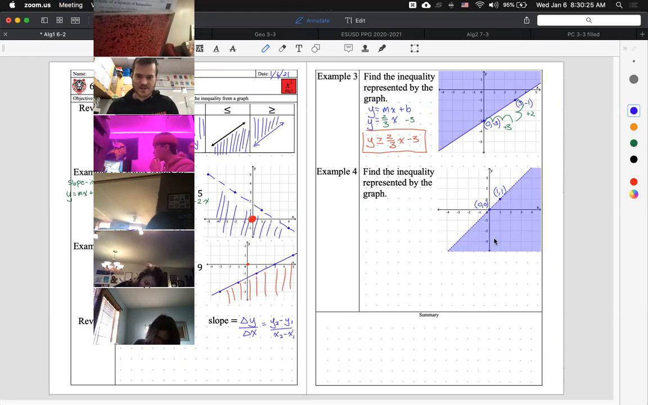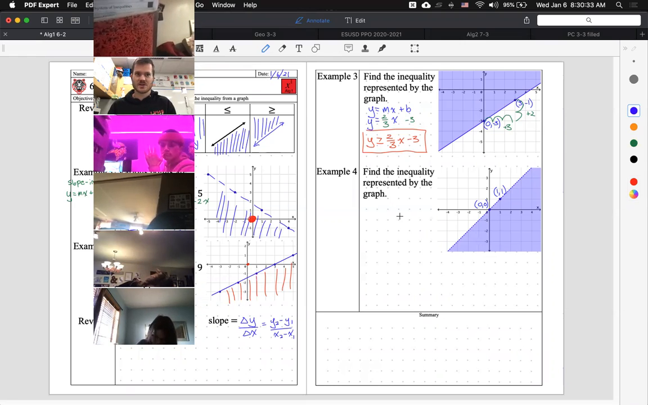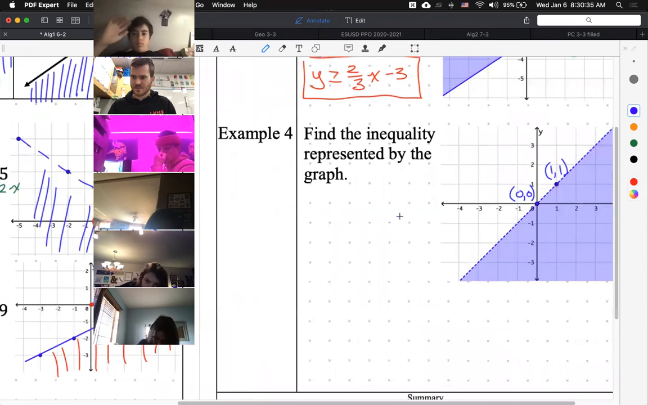Who has an answer for example number 4? One person has an answer. 2 people have an answer. Zeke, help us out.